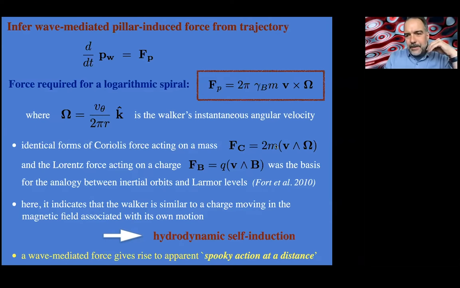And again, using this analogy between the Coriolis and Lorentz force, it looks sort of reminiscent of self-induction, right? Because it's like a charge feeling the magnetic field associated with its own current. So it's very strange, and I think there's probably something deep there that I'm missing. But in any case, you see that if you don't take into account the fact that it's a pilot wave system, you infer this non-local force. You're basically inferring action at a distance.